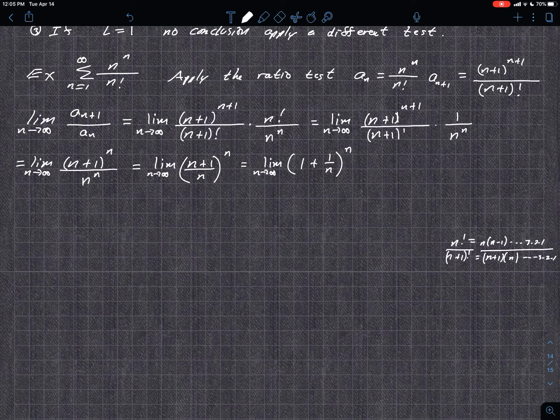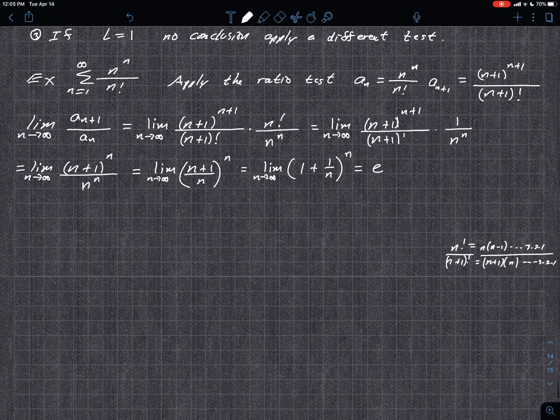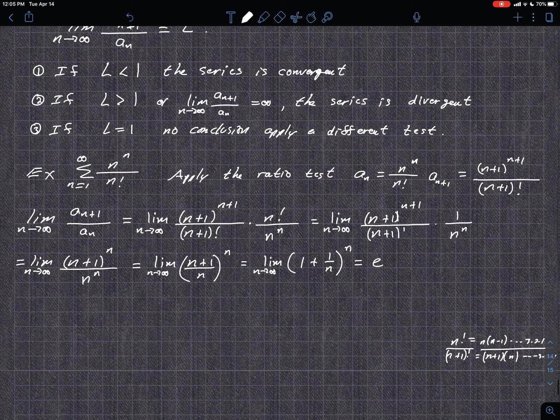Now, that is a special limit. Look that up. What does that equal? That equals e. Isn't that cool? So that equals e. So what does that tell us about the ratio test? e, we know, is approximately 2.718281828, and it does not repeat after that. And so it's greater than 1. Okay, so e is greater than 1.